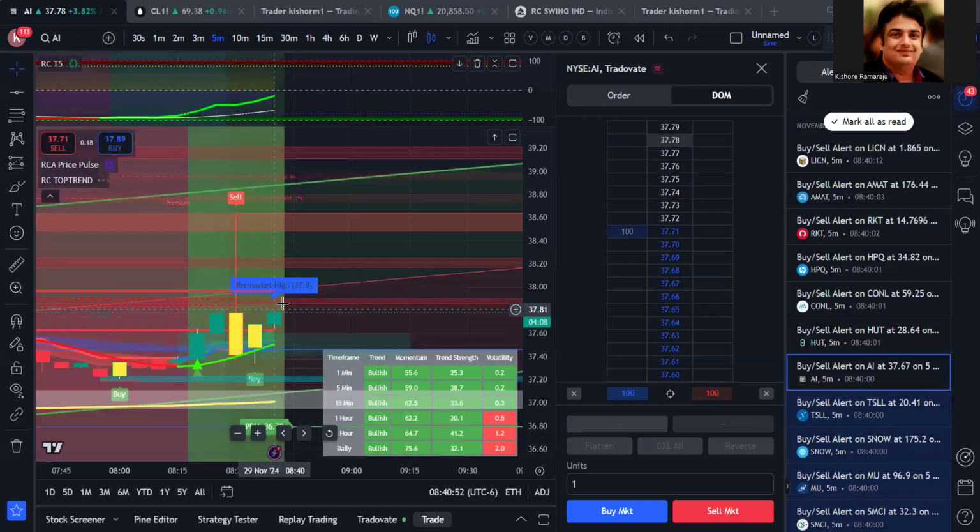AI is one of the bullish tickers. Right, I got a buy signal. Everything is green. Everything is green. So we can go ahead and buy the 38 call for the next Friday.